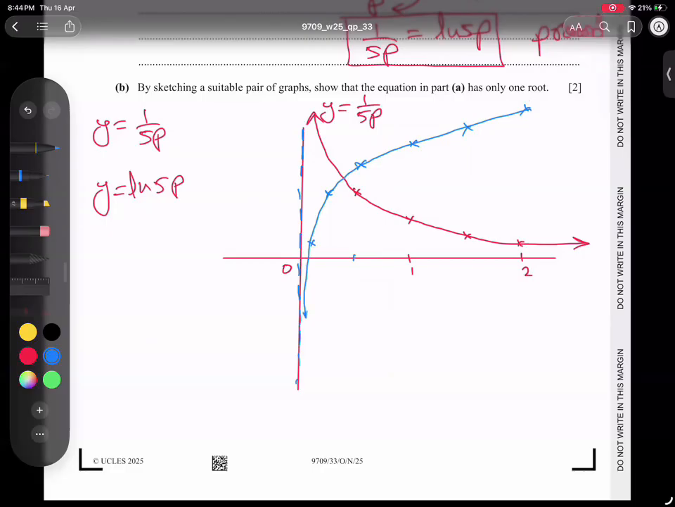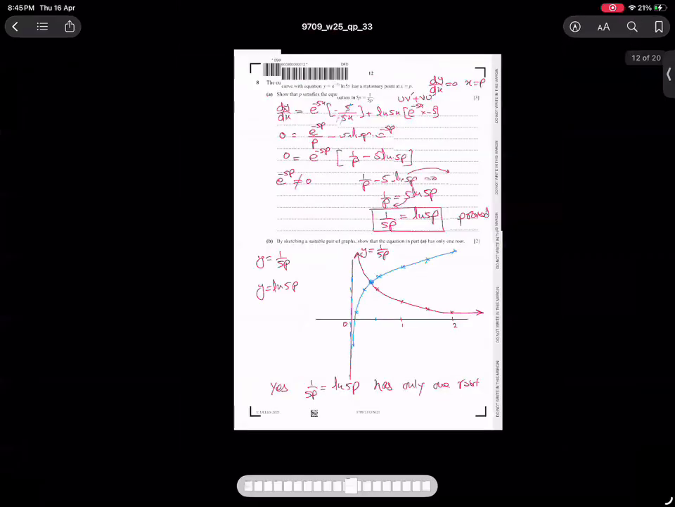I think the point is very clear. It is very clear that they intersect at one point. He was asking to show that it has one root. Yes, 1 over 5p equal to log of 5p has only one root, and that root is naturally very close to 0. This part is clear, so let's go to the next part.